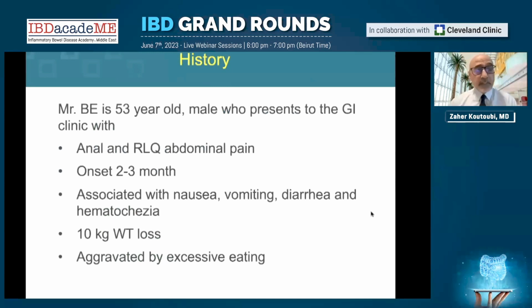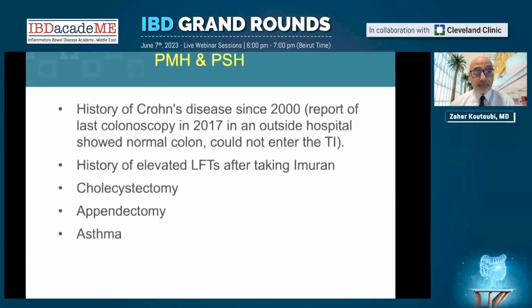Basically, this is a 53-year-old gentleman who presented to GI clinic with anal and right lower quadrant pain. The onset was 2 to 3 months ago. It is associated with nausea, vomiting, diarrhea, and hematochezia, and significant weight loss of 10 kilograms, aggravated by excessive eating.